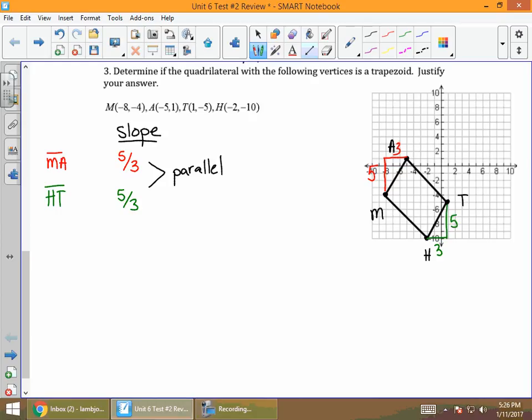So what are my other 2 sides? MH. Get from M to H. Let's make my triangle. All right, from M to H, I'm going down 1, 2, 3, 4, 5, 6. I'm going down 6, going to the right 1, 2, 3, 4, 5, I'm going to the right 6. So because it's down 6, that's -6 over 6, which reduces to -1.